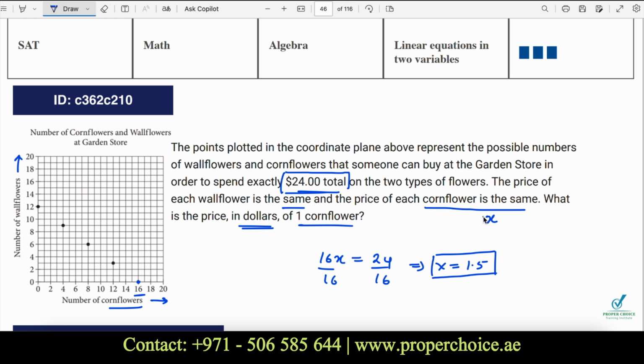So in total it is $1.5 per cornflower. So that's how you can find it. There is no need to set up two different equations and solve. It's simple. Read the graph carefully and get the answer to whatever they are asking.